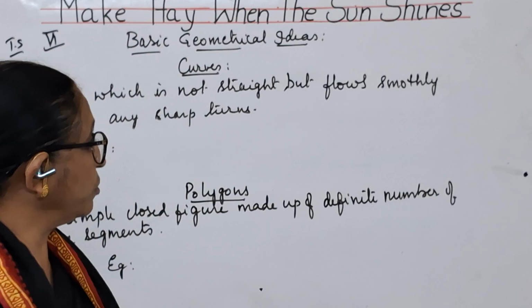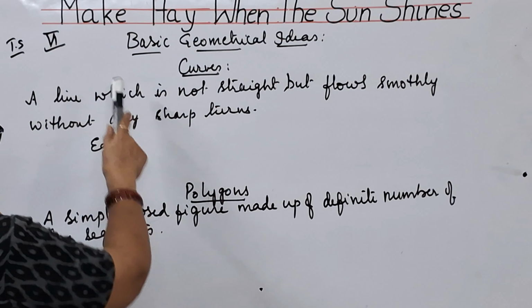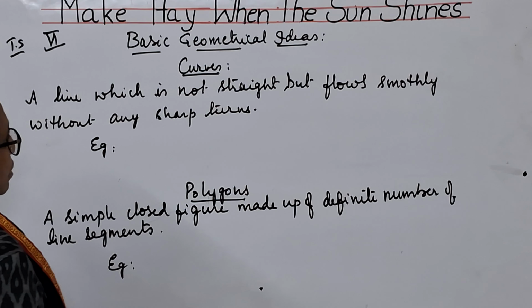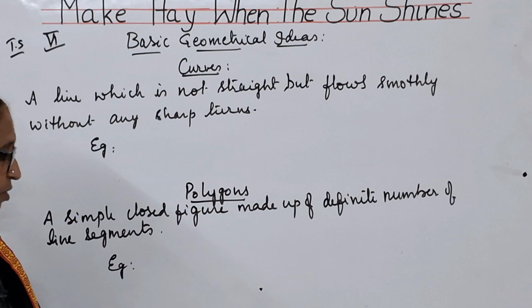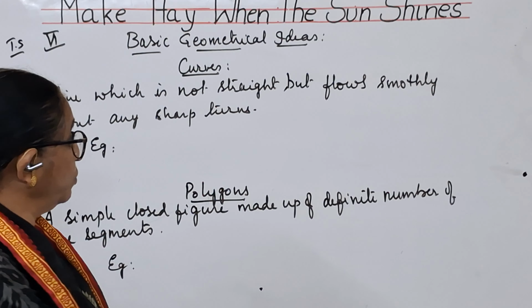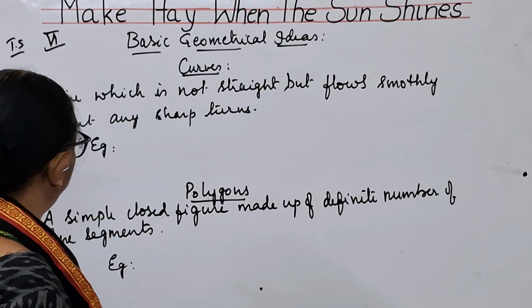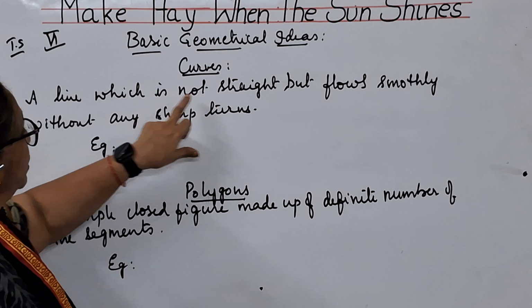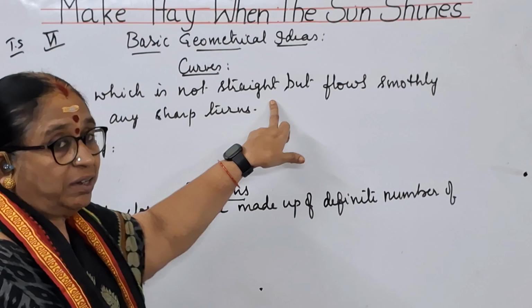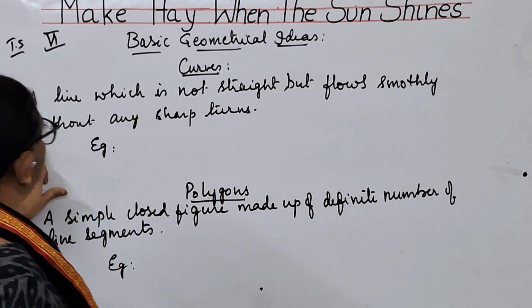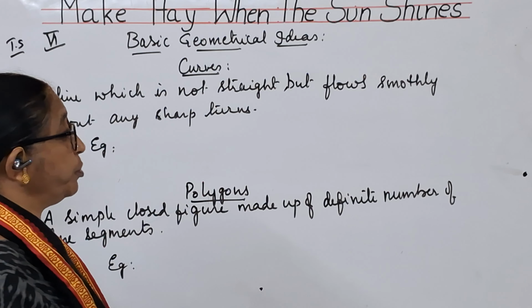Let us come back to our studies. This is about 6th class basic geometrical ideas I am dealing with. So, I have completed one exercise and now curves. We are going to talk about curves. The definition of a curve is, it is a line which is not straight, but flows smoothly without any sharp turnings.